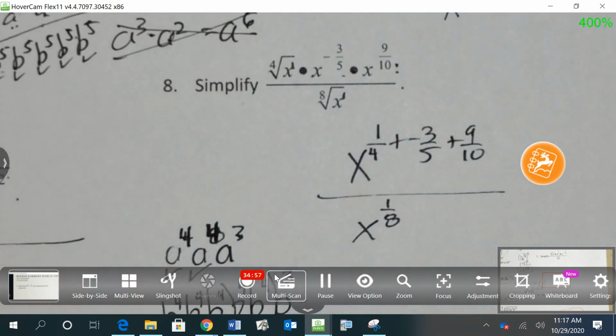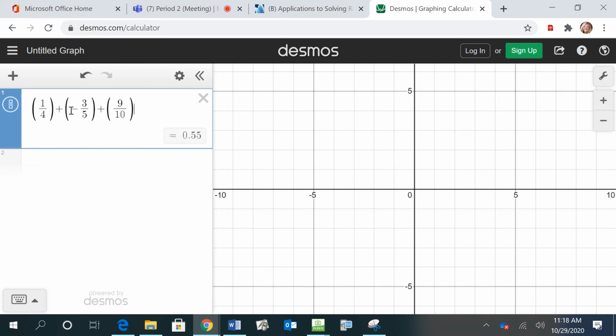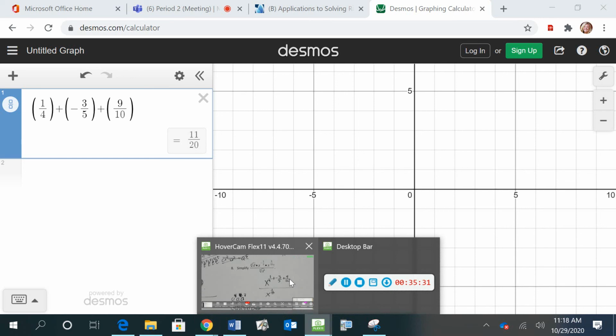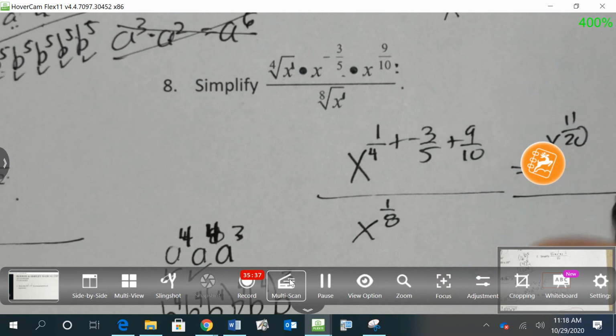So I write it out. Then I move into Desmos. And I have 1/4 plus negative 3/5 plus 9/10. Again, I like to use fractions, especially since they may not scare you as much as when you have this calculator in decimals. So this is equivalent to 11 over 20. Just happens to be coincidence. It's equivalent to the same thing. So this is 11 over 20 over 1/8.